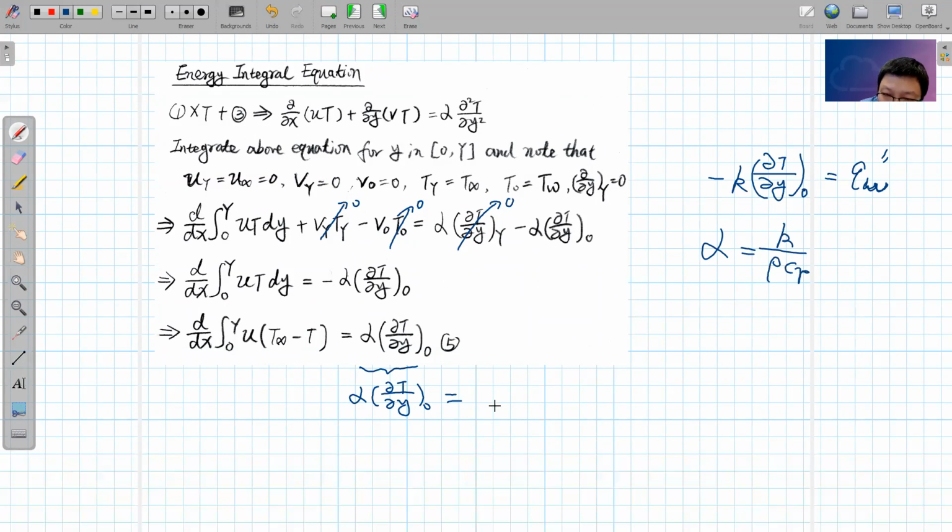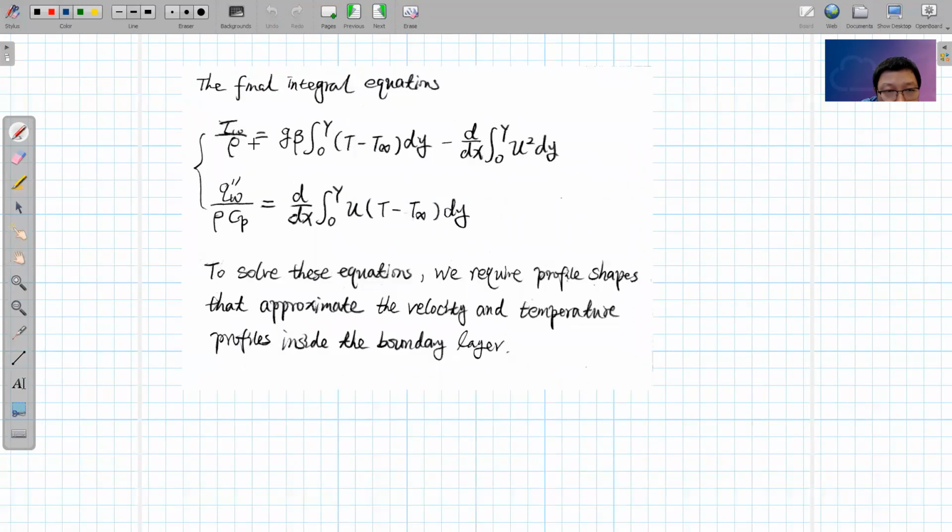Okay. So basically, we can write this as, let me check that I write it correctly. We see this term can be written as qw prime minus qw divided by rho Cp. So this term can also be written in this way. These two integral equations can be rewritten in these two ways: tau w over rho equal to this one, and qw prime prime over rho Cp equal to this one. These two equations.